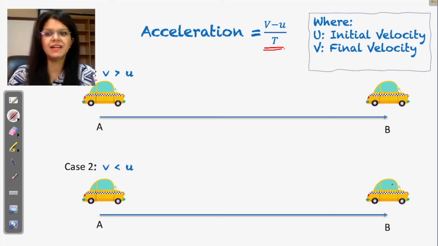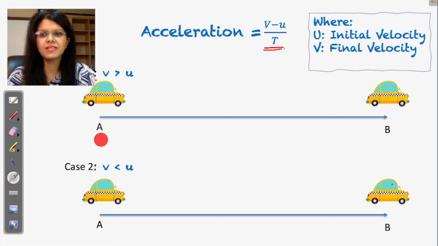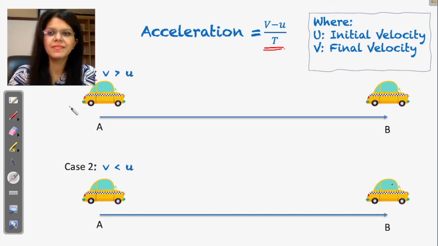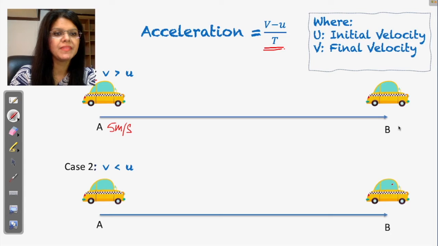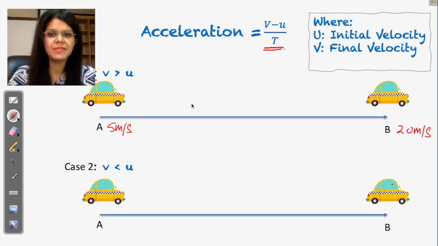Say that there is a car, right? Let's focus on this picture here. There is a car, okay? It started moving, right? Say that it was already moving. When it was at point A, its velocity was 5 meters per second. And when it reached point B, its velocity became, say, 20 meters per second. And the time taken for it to reach from A to B, say that it was 5 seconds.